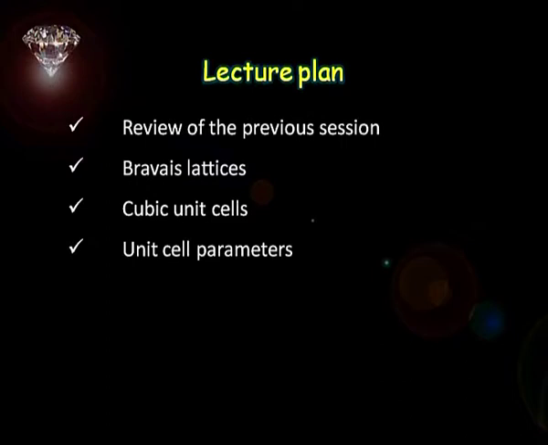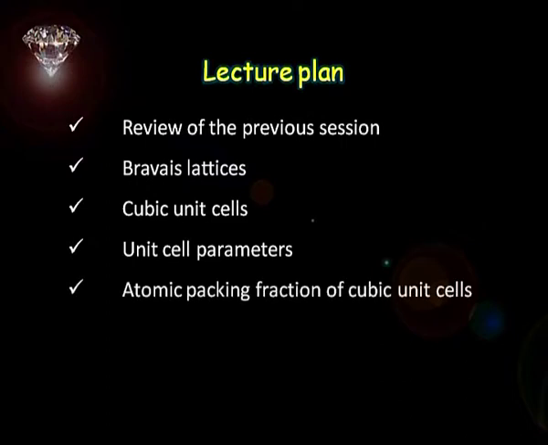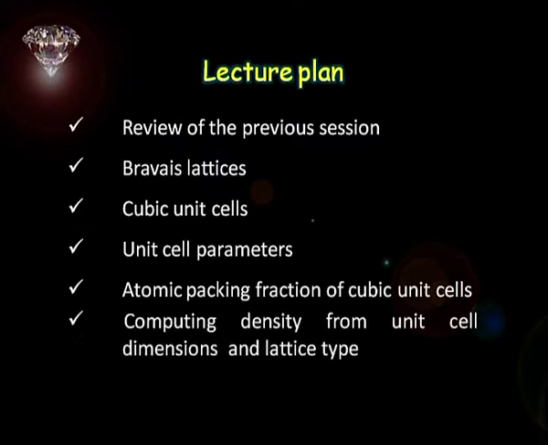Then we will try to define what unit cell parameters are. Then what is atomic packing fraction in case of cubic unit cells. Thereafter, we will try to work out how we compute the density of a solid from the unit cell dimensions, and of course, the lattice type will be required for that. Towards the end, we will try to sum up what we do today.